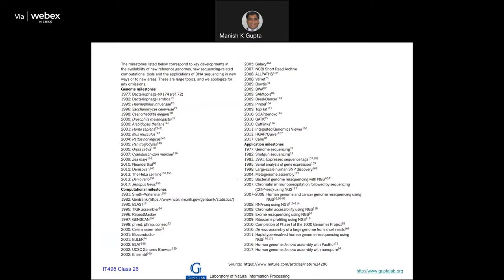In terms of application milestones, we have genome sequencing, shotgun sequencing, as I mentioned. Expressed sequence tags are also very, very important. I'm not going into any of the details. Next generation sequencing for bacterial genome resequencing. I'll tell you what NGS is. And these are companies like PacBio and so on. In 2017, human genome de novo assembly with nanopore sequencing. People have done that. Now something you sequenced earlier with some other technology and you want to reconfirm, you sequence again with new technology, right? So that is also done at different levels. This list continues after that, I have not included it, but this is up to 2017.